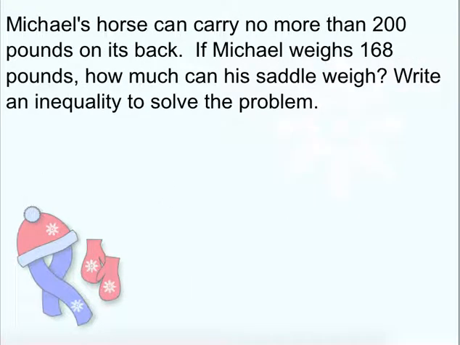And last example in lesson 66, Michael's horse can carry no more than 200 pounds on its back. If Michael weighs 168 pounds, how much can his saddle weigh? Okay, so we know that Michael is 168. But we don't know all of the different amounts that his saddle could be up into this amount of 200.